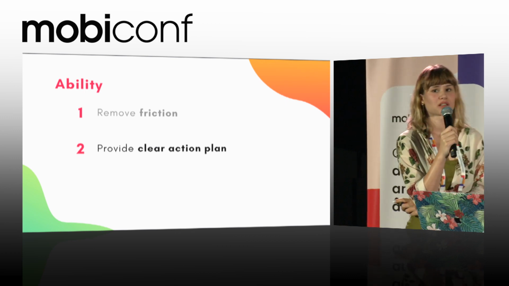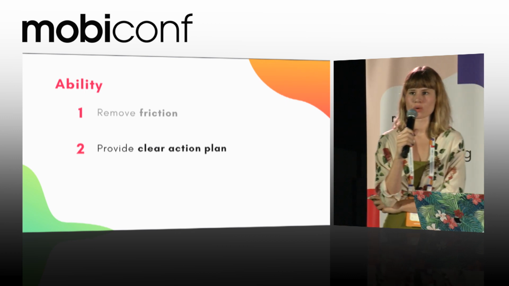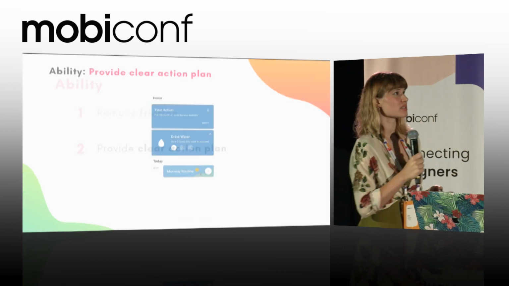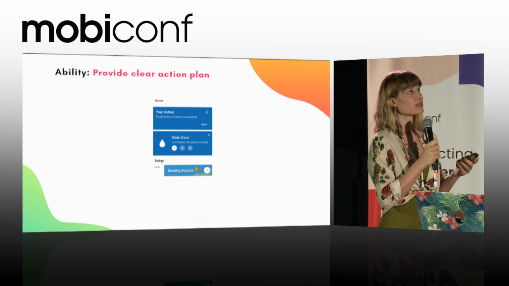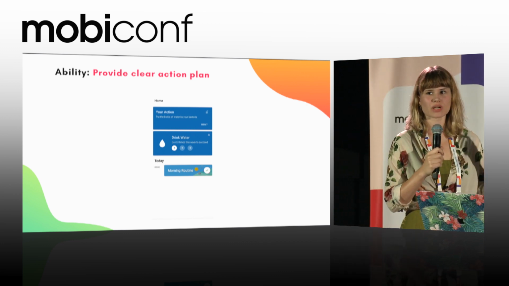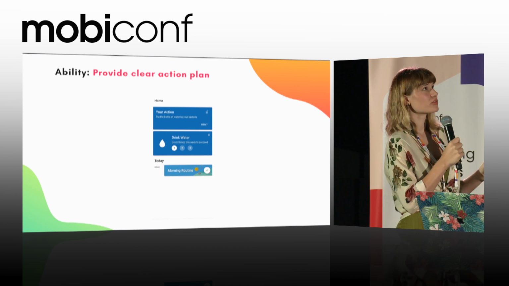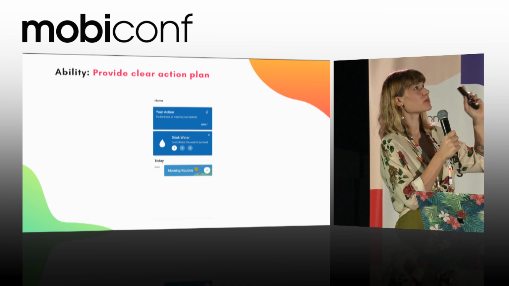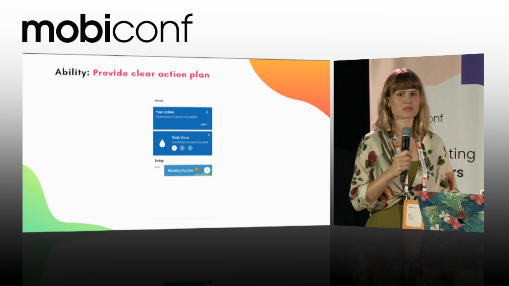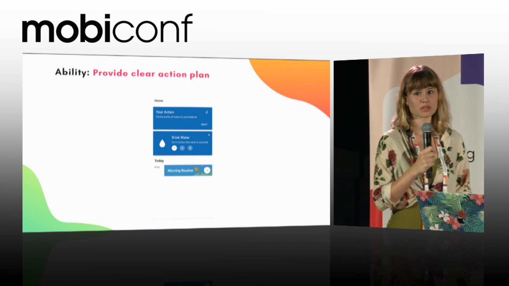Also, you need to provide clear action plans. So the user has to know what the steps are to actually execute on this action. So, for example, when this application wants to create a habit of drinking water, it gives you a clear plan of how to do that. You need to put the bottle of water by your bedside. This is really easy, right? I just put it by my bed. Okay, I do it, that's fine.